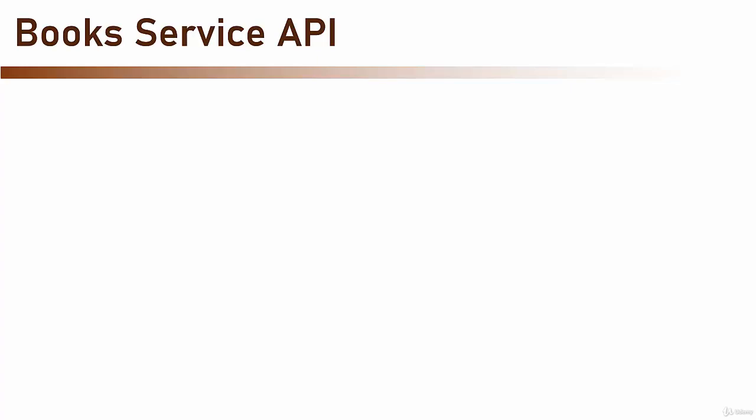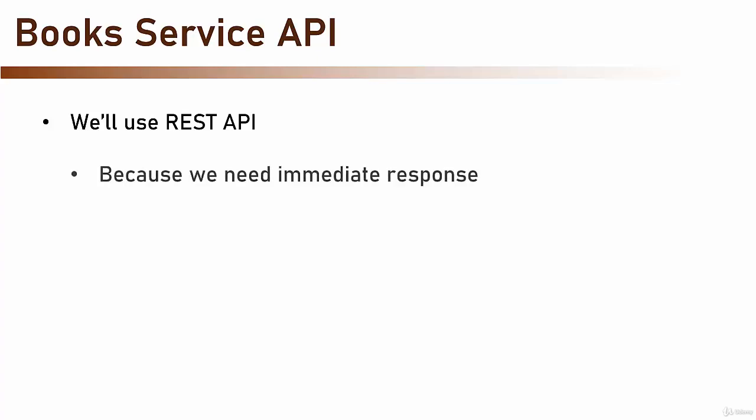Now, if you remember, one of the key factors in deciding which kind of API we are going to use is the nature of communication with the service, whether it's synchronous or asynchronous. In this service, we are going to use REST API, which is the most popular type of web API. And we will do that because we need an immediate response from the service, which makes this service synchronous. Now, what do we need from the API? What is the functionality exposed by the service? Well, let's look at the main functionalities of this service.